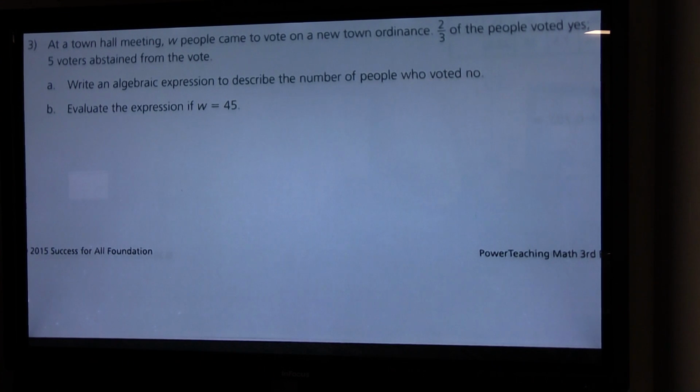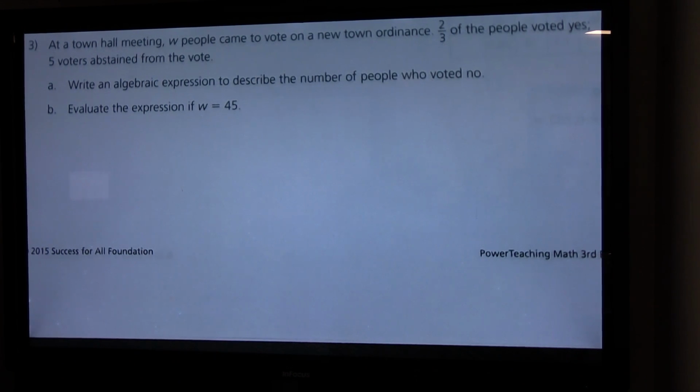Anyhow, we need to figure out for part A an algebraic expression to describe the number of people who voted no. Well, 2/3 of the people voted yes. And once again, we don't know the number of people, so we're going to say W represents the number of people who voted. Because we have the value 2/3 of W, what operation goes along with that little preposition of? What operation goes with that? Multiplication. So 2/3 of W voted yes, 5 voters abstained from the vote. We need to figure out how many voted no.